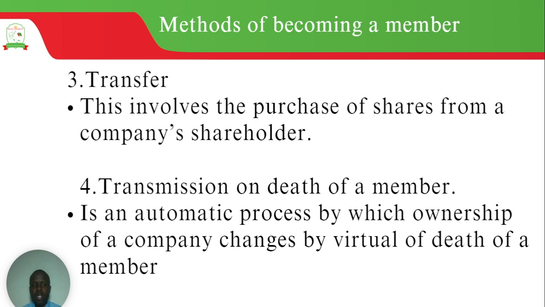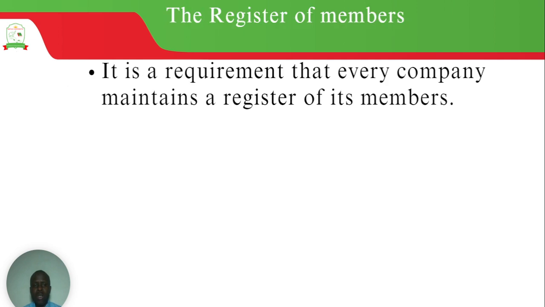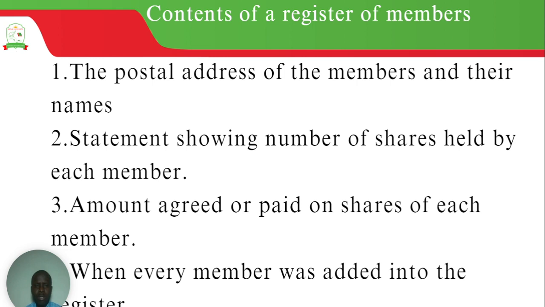Now we have what we just mentioned a while ago, the register of members, and it is a requirement that every company will need to have a register of members. What are some of the things that we can find in this document? Number one is the postal address of the members and their names. That is very important, to be able to note the names of all the members and their postal addresses, of course for any communication that the company intends to make to you. They can use your postal address that appears in the register of members.